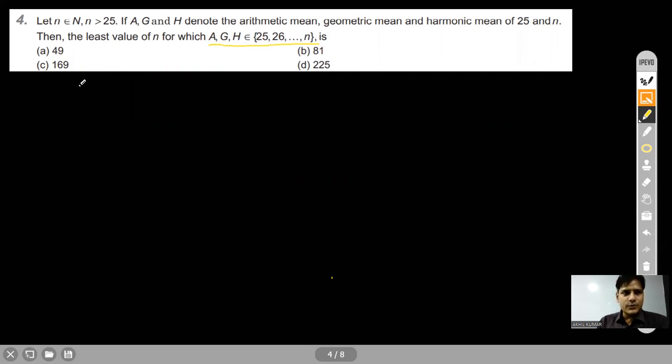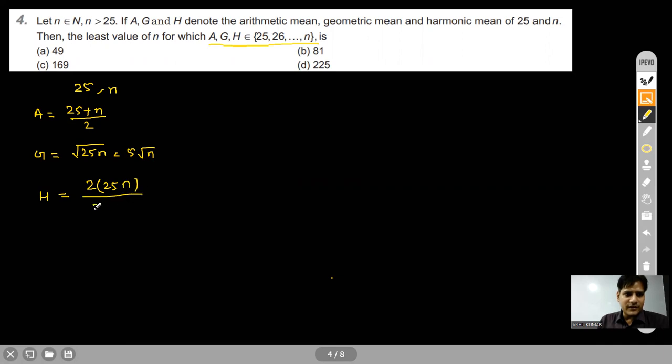Okay. So we have two numbers, 25 and N. What will be the arithmetic mean? The arithmetic mean for these two numbers will be (25 plus N) upon 2. And the geometric mean of these two numbers will be the square root of 25N. We can simply write it as 5 root N. And what will be the harmonic mean? Harmonic mean will be 2 times AB upon A plus B, that means 2 times 25N upon 25 plus N, right? So, having given these two numbers, we have found the arithmetic mean, geometric mean, and harmonic mean.